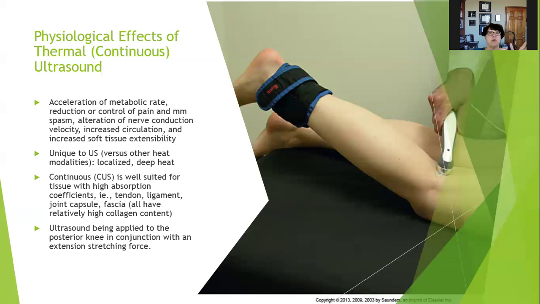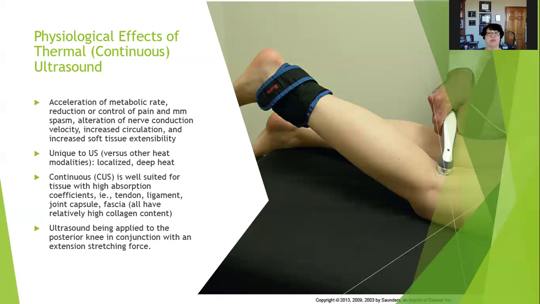Continuous ultrasound is well suited to tissues with high absorption coefficients. So tendons, ligaments, joint capsules, fascia, all of them have a relatively high collagen content. And so, yay, let's use continuous ultrasound for those. Maybe.